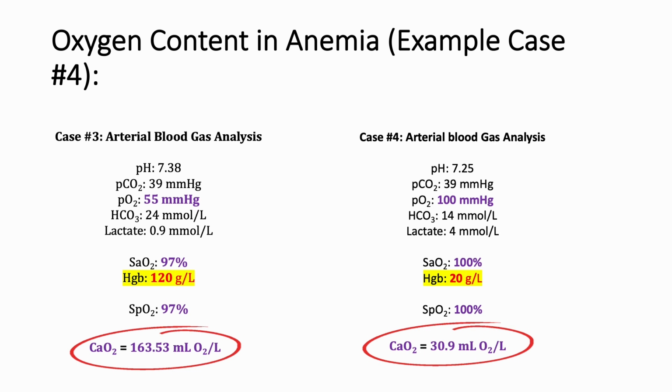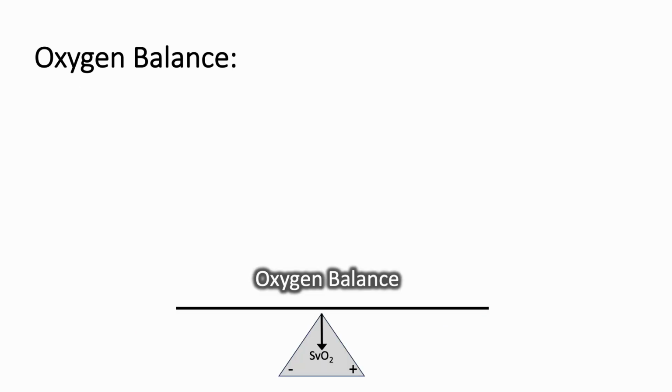The reason for this discrepancy in total oxygen content, of course, is the low hemoglobin concentration, which you'll remember is our main means of transporting oxygen throughout the body. Hopefully this exercise is able to highlight how little dissolved O2, that is the PaO2, contributes to overall oxygen balance, and why we rarely act on low PaO2 in isolation when discussing cases on rounds.